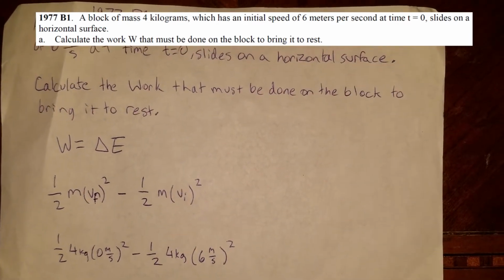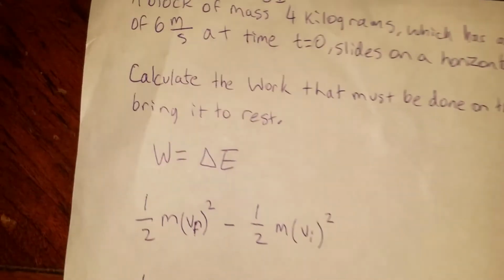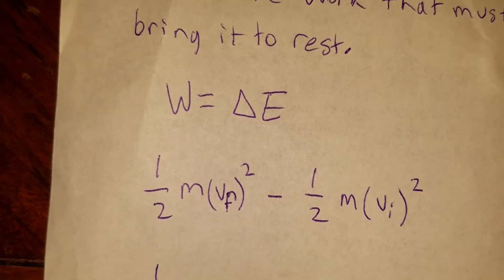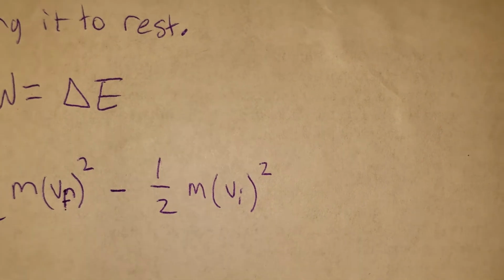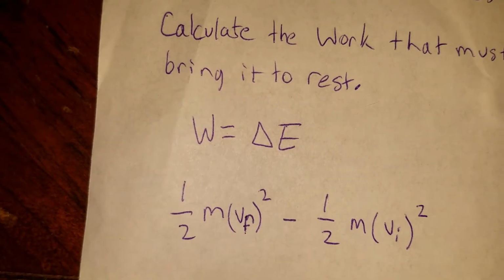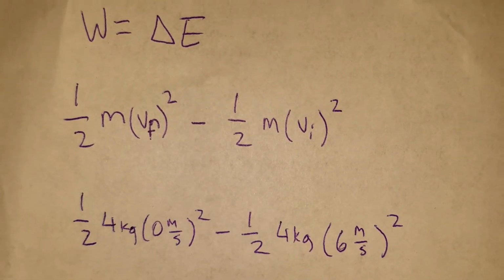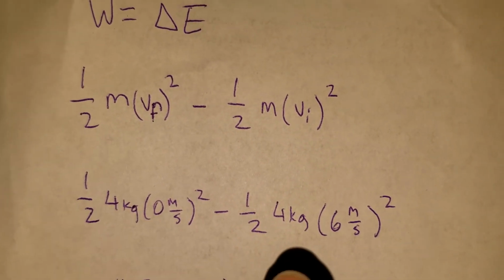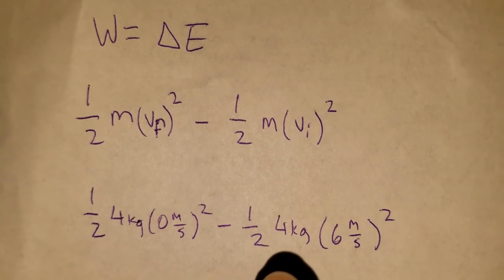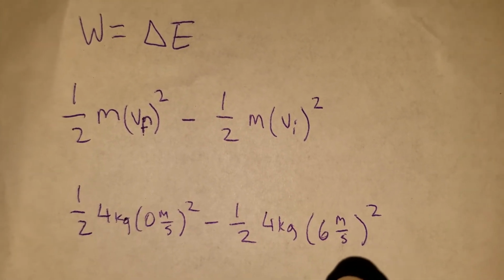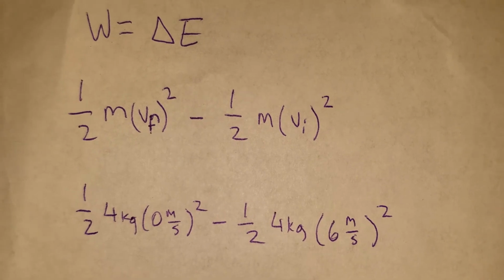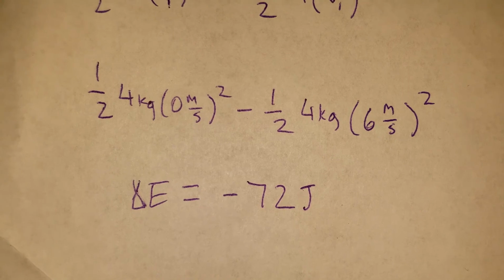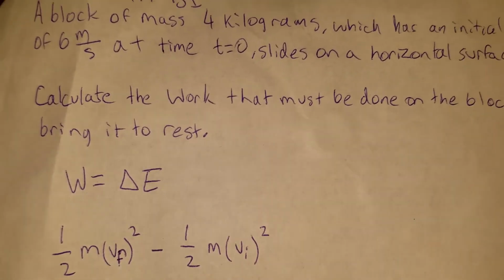Now, to find the answer to this problem, we got to remember that work is equal to a change in energy, and so we take the final kinetic energy, subtract the initial kinetic energy, and that'll give us the amount of work. So once we plug those numbers in, we get 0 minus 1/2 times 4, so 2 times 6 squared, or 72. So then we get minus 72 joules, which is equal to the amount of work done on the box.